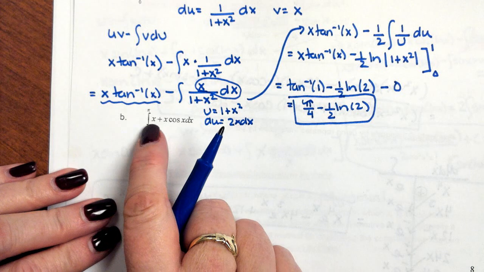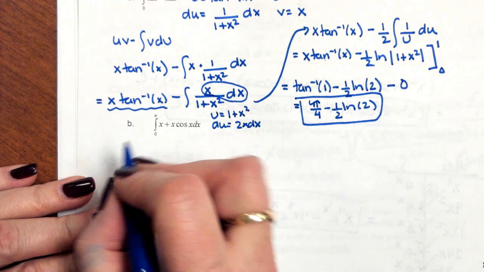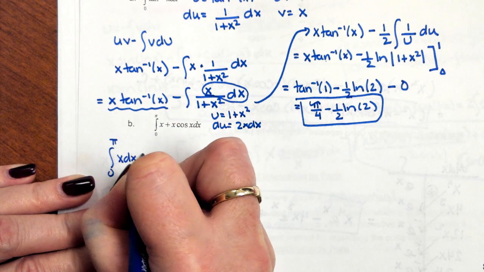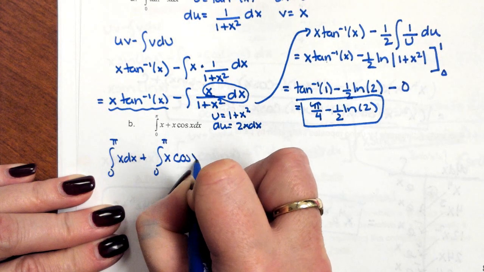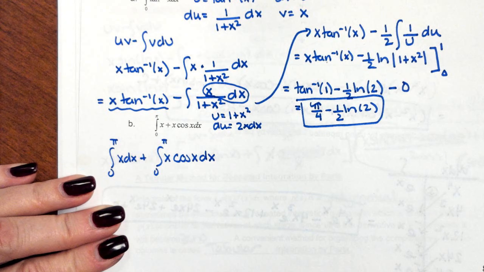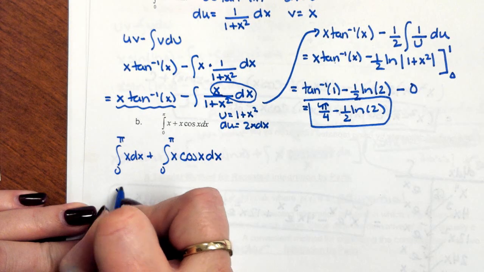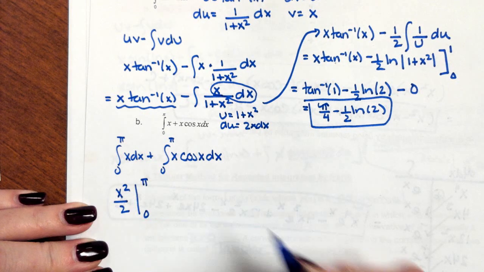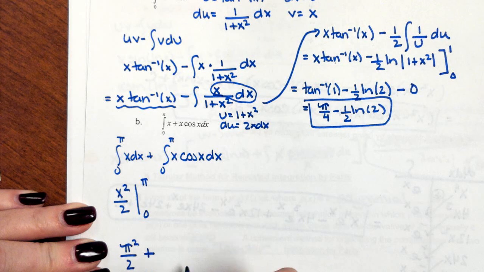So now when you take a look at x plus x times the cosine of x, remember, using your rules of integration, I can split this up going from 0 to pi of x dx plus 0 to pi of x cosine of x dx. So again, I can integrate x dx as just x squared over 2. And again, I can evaluate this from 0 to pi. So that's going to give me pi squared over 2 plus something.